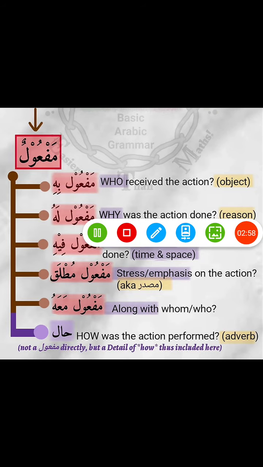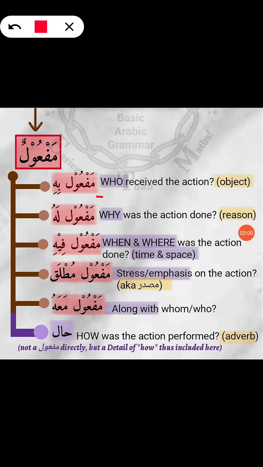So first detail, who received the action? That is, who's the object. And what is this called? It's called maf'ul bihi. Now, I don't want you to cram these terminologies in your mind at this moment. Just understand the concept. You don't need to rote learn all these names, maf'ul bihi, maf'ul lahu, maf'ul fihi, and so on and so forth. Don't do that. Just understand the concept. So, who received the action? That means an object. That's called maf'ul bihi.